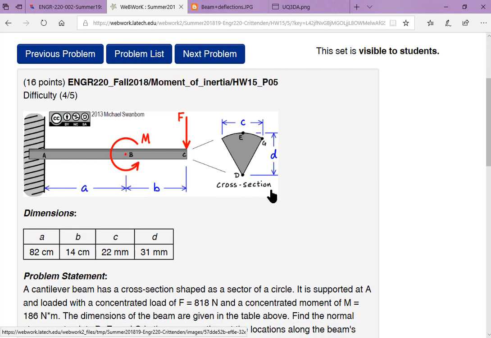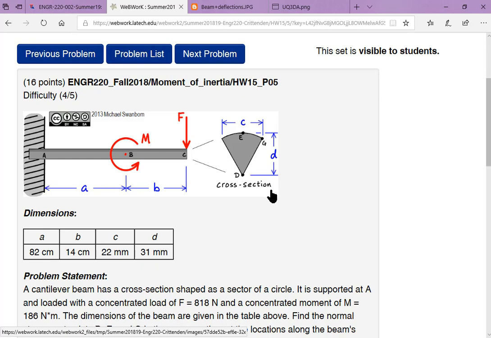If this problem had, instead of a sector there, an I-beam or some other relatively regular cross section, then this would totally be an exam type problem, where assuming that the maximum moment is going to be at the wall for a cantilever beam, you find that moment, do summation of moments about point A, figure out what that moment is, and then plug that into your flexural stress equation. The difficulty with this thing is this cross section.